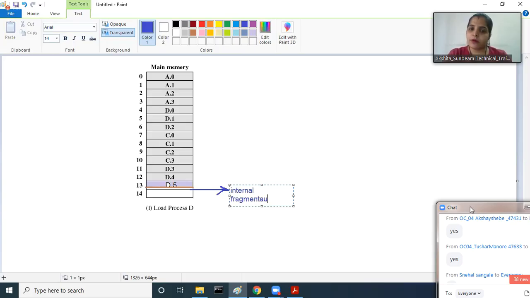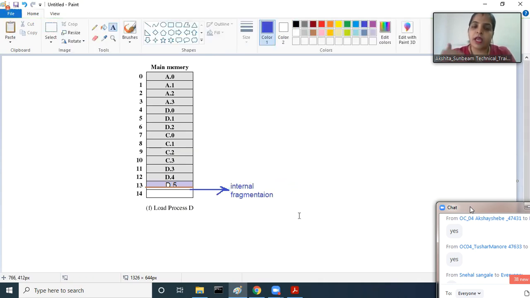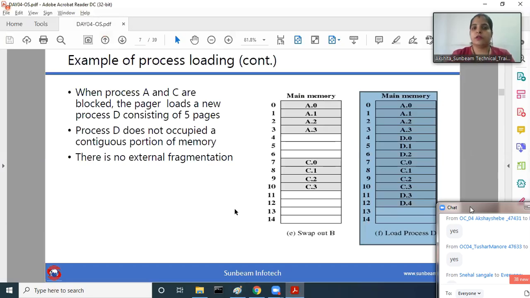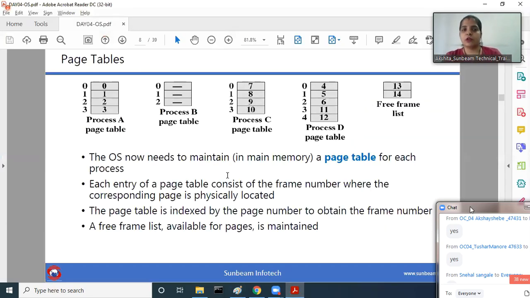Now, when I talk about internal fragmentation, this problem is present in paging. So if someone asks which technique your operating system uses to avoid external fragmentation, the answer is paging. But if I want to remove internal fragmentation too, for that we have segmentation. Have you understood the need for segmentation?